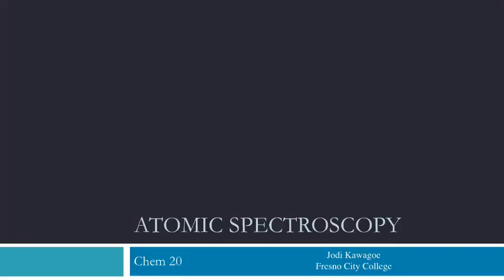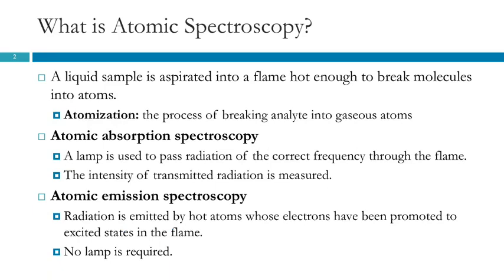So today we're going to talk about atomic spectroscopy. A good question to ask is, what is atomic spectroscopy? If you haven't used our AA, you will before the semester is over. The way our instrument works is a liquid sample gets aspirated into a burner where the flame is hot enough to break the molecules into individual atoms. Atomization is the term we use to describe the process of breaking something into gaseous atoms.